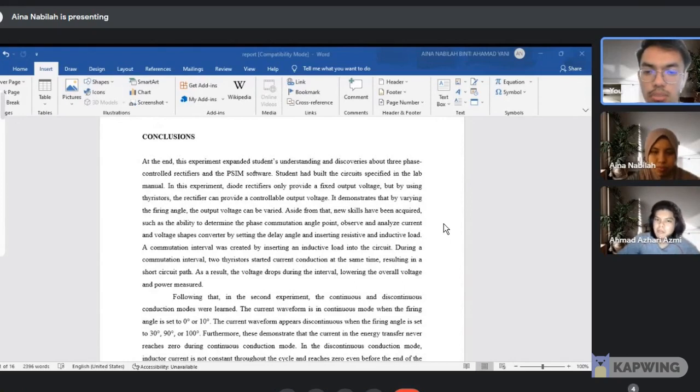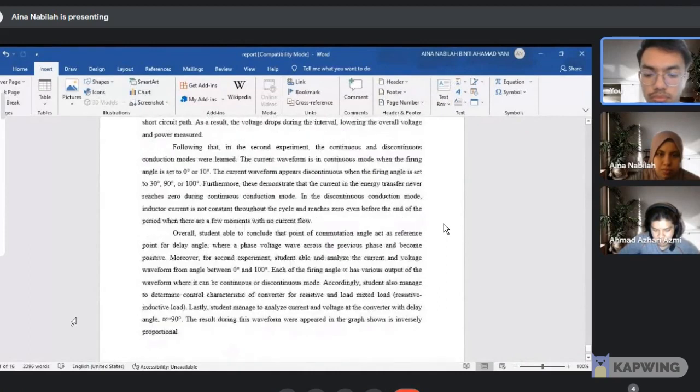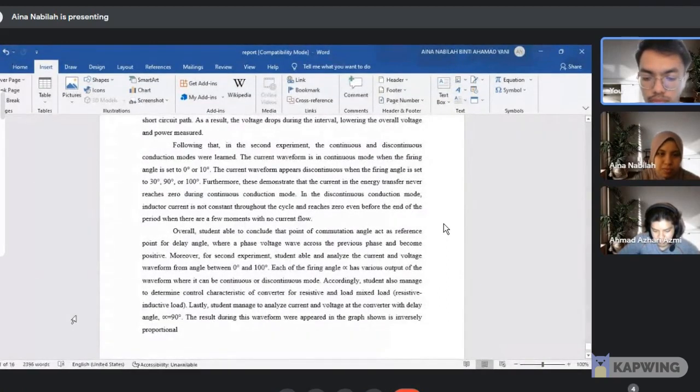So this demonstrates that the current in the energy transfer never reaches 0 during continuous conduction mode. In the discontinuous conduction mode, the inductive current is not constant throughout the cycle and reaches 0 even before the end of the period, when there are a few moments with no current flow.